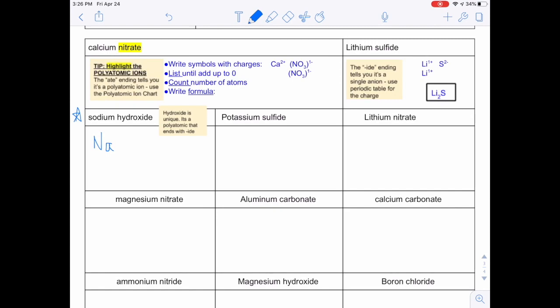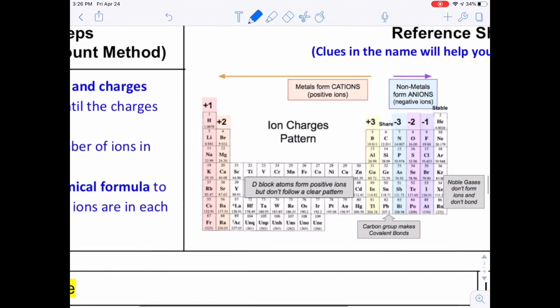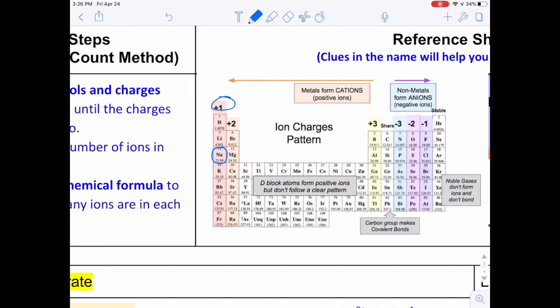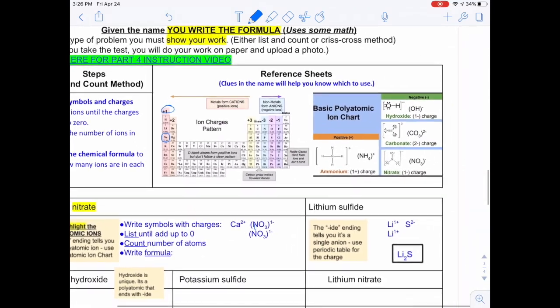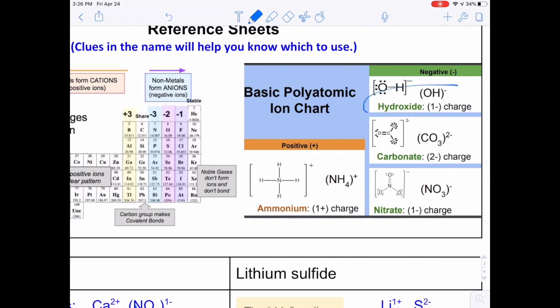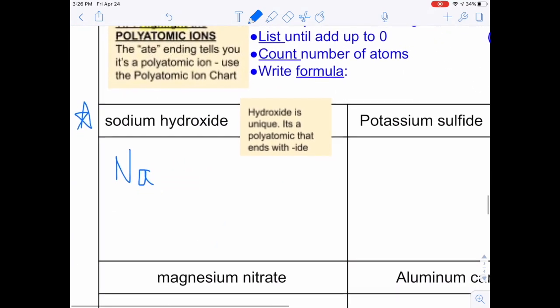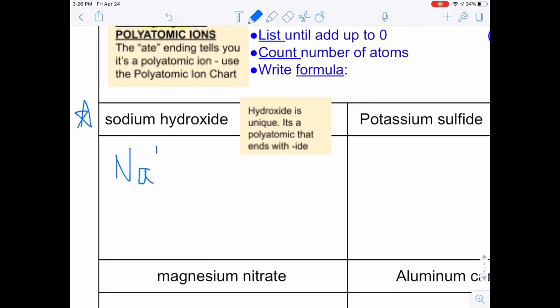So I'm going to write the charge of sodium. And I already remember it, but sodium's here, that's +1. And hydroxide, if I try to look for it on the table, I won't find it, but because it's a team, it's OH -1. So I'm going to write Na +1 and OH in a team -1.